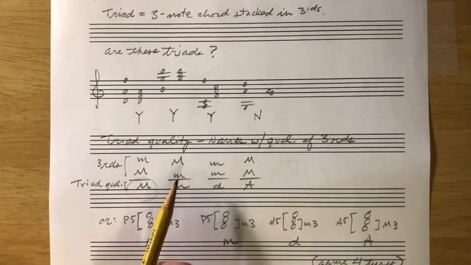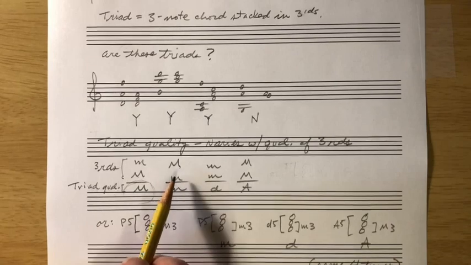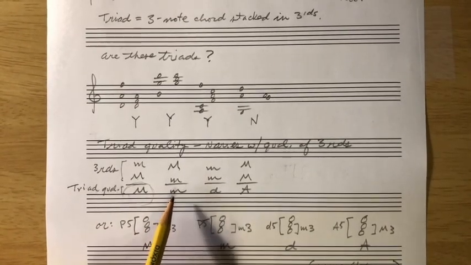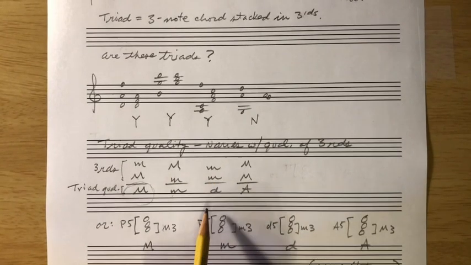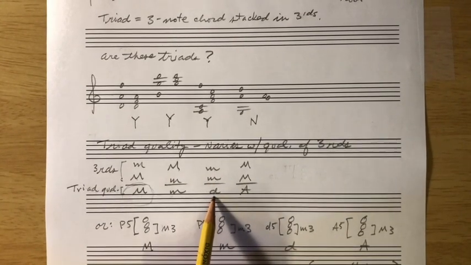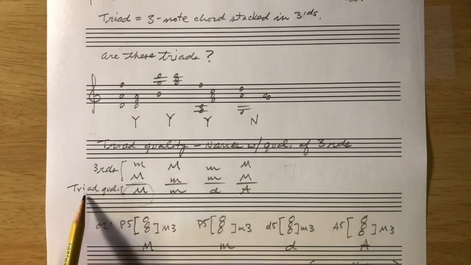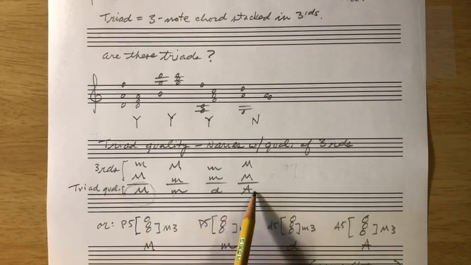If it's flipped so that the bottom third is minor, the upper third is major, then we call that a minor triad. If both thirds are minor, we call that a diminished triad. If both thirds are major, we call it an augmented triad. So this line along the bottom here is the triad quality.